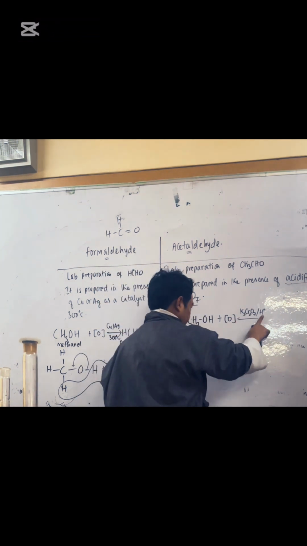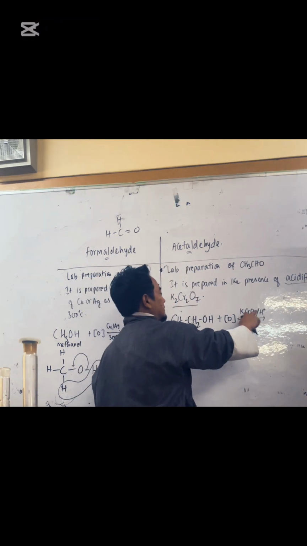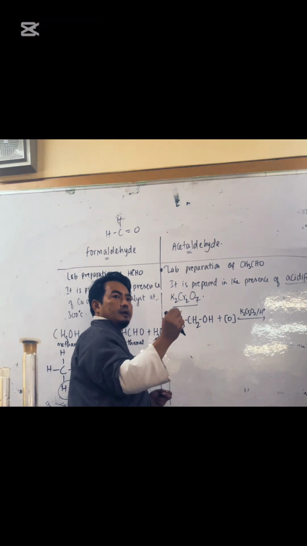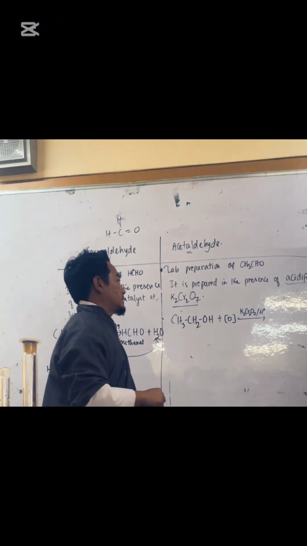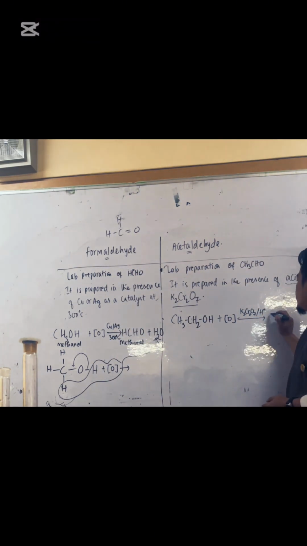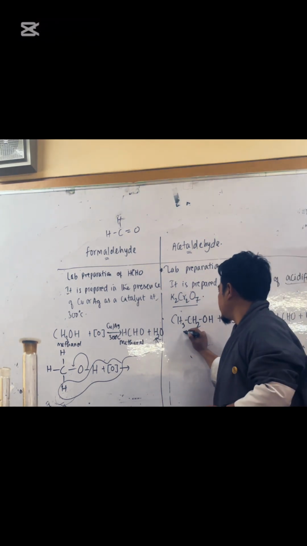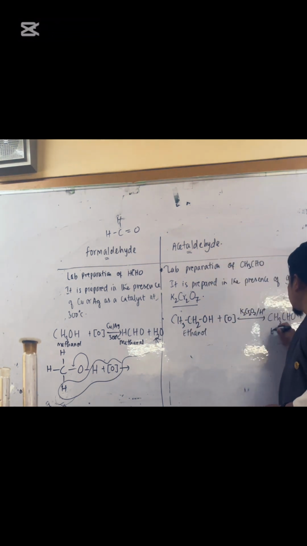But in the formula form we write like this: slash H plus means it is in acidified form. That means a little amount of acid is also added to the K2Cr2O7 to function properly and effectively. Okay. Now in this case also what happens is we are going to get CH3CHO, that is acetaldehyde, and then you are going to get a molecule of water. So you have the ethanol changing into acetaldehyde.